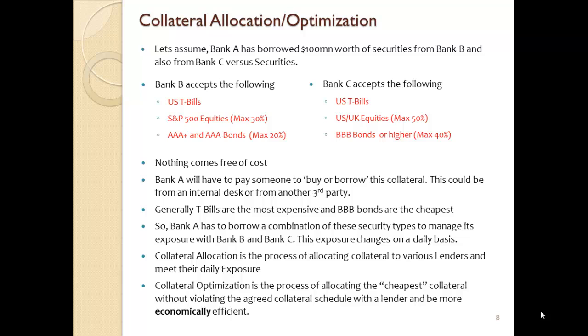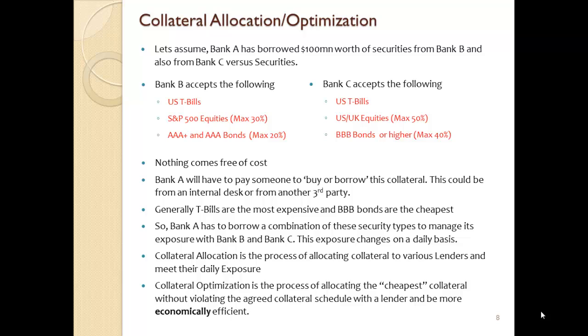Now let's look at how collateral allocation and optimization works. Let's assume Bank A has borrowed $100 million worth of securities from Bank B and also from Bank C. And Bank A has agreed to give securities as collateral to both Bank B and C. Bank B accepts only the following types of collateral: US Treasury bills, US S&P 500 equities, and a maximum of 30% of those equities, and AAA or AAA plus bonds, and a maximum of 20%.